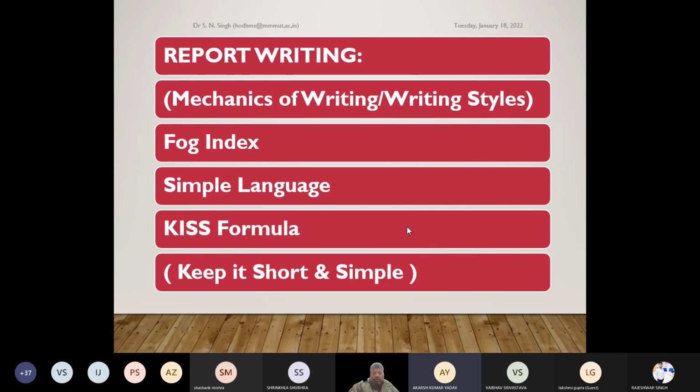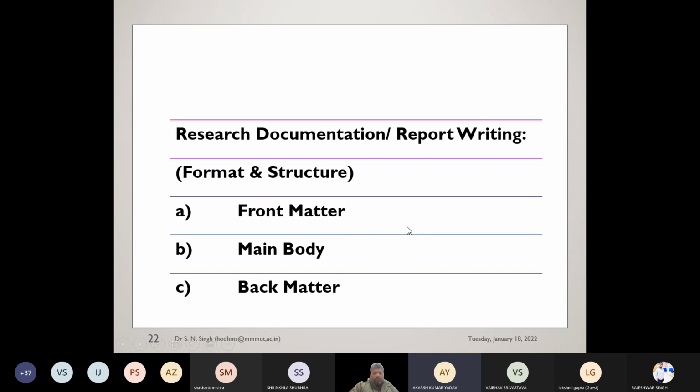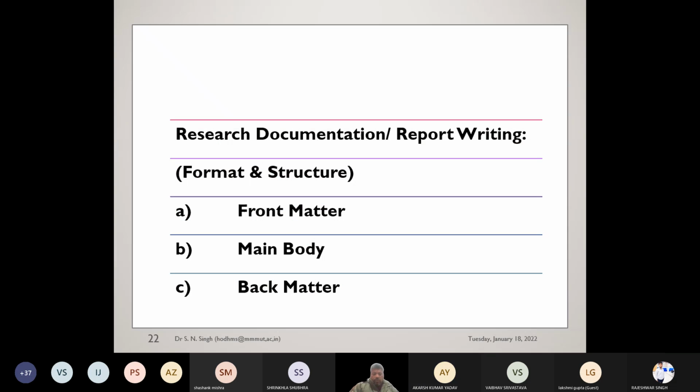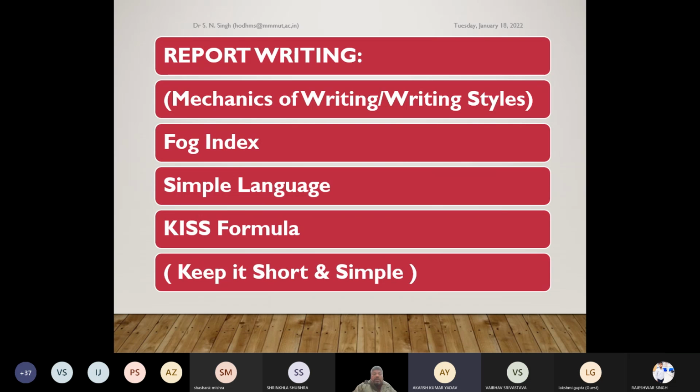I would love to stop our talk over here. Remember that next time we are going to talk about report documentation or research documentation and report writing, and we will be talking about format and structure in three shapes: front matter, main body, and back matter. But today, I'm stopping our lecture at this point.